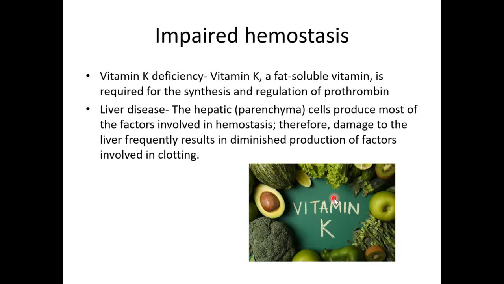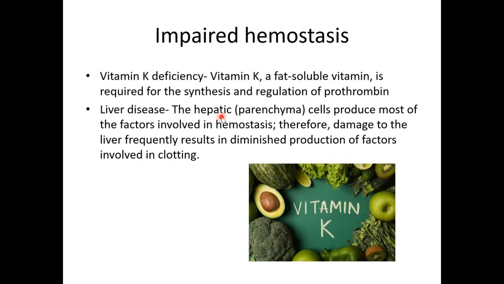The first one here, when we talk about something that can cause impaired hemostasis, is vitamin K deficiency. It's important for you to understand that vitamin K is a fat-soluble vitamin. Remember, the fat-soluble vitamins are A, D, E, K. That's good to have in your memory. Vitamin K is required for synthesis and regulation of prothrombin. Prothrombin is necessary to make thrombin, to change fibrinogen into fibrin.